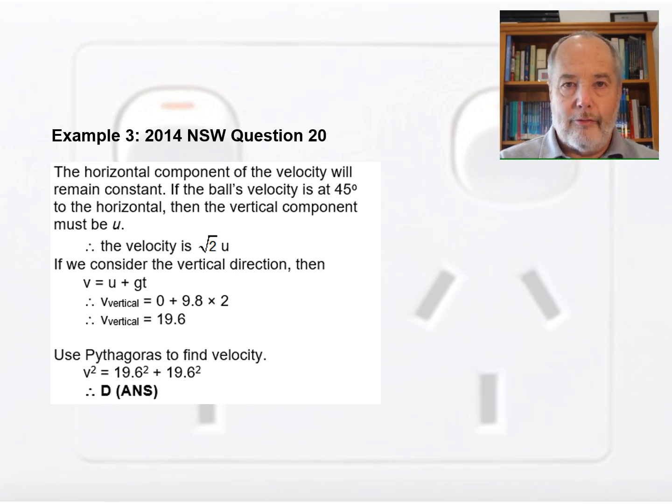So the actual magnitude of the vector at 45 degrees is the square root of 19.6 squared plus 19.6 squared. That gives me the answer D.